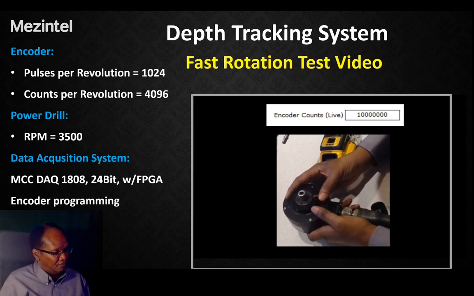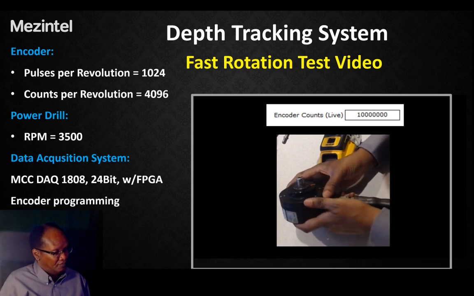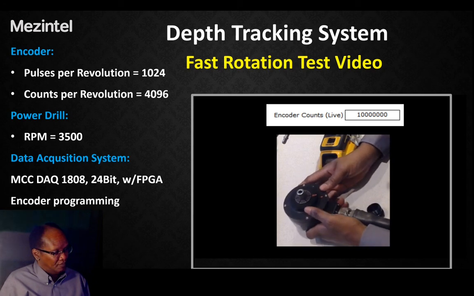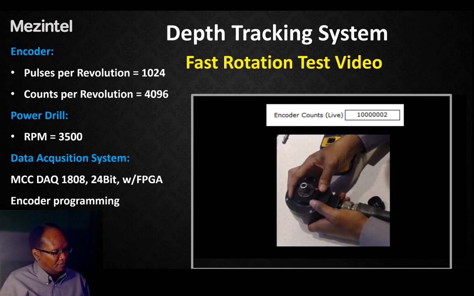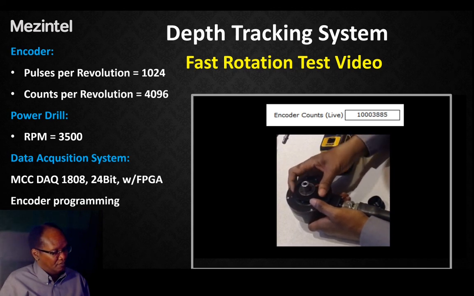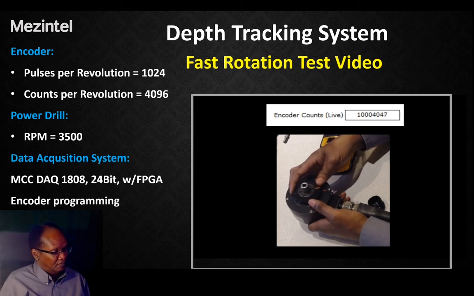On the side of specifications, this particular encoder is a 1024 pulses per revolution encoder, which means that the counts are times 4, which gives you 4096 counts per revolution. You can prove that by just rotating the encoder in the clockwise direction so that you get an increase, and by the time I go to my initial starting position, I should get 4096 counts right there.